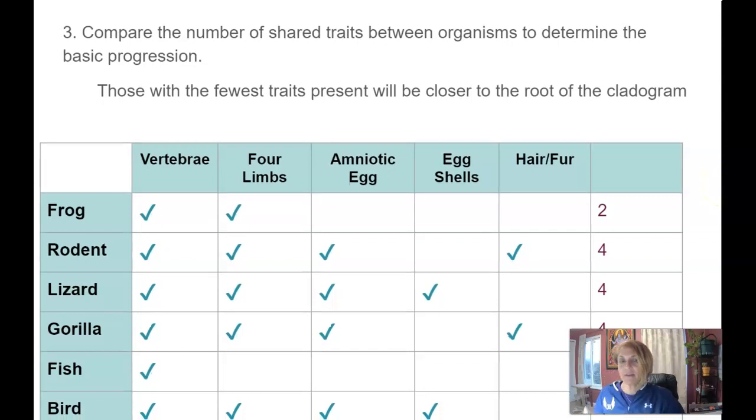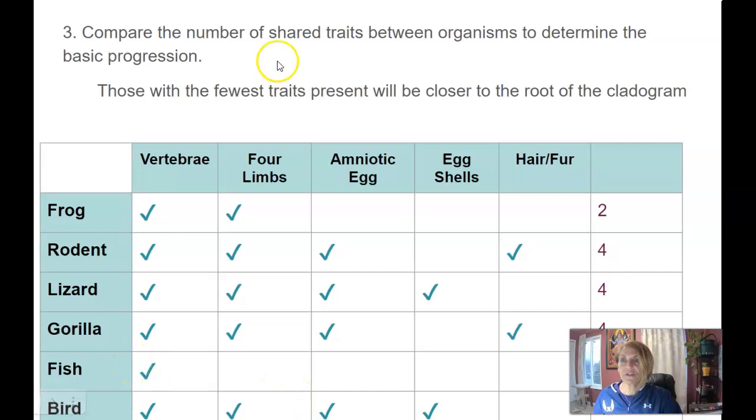So now compare the number of traits that are shared between the organisms. So I can see the frog only has 2 of these. That's not very many. The fish only has 1, and all the rest of them have 4. So this is going to help me identify the fish is the least related, and then the frog. Now I got to try to figure out how to sort out the others that have just 4.